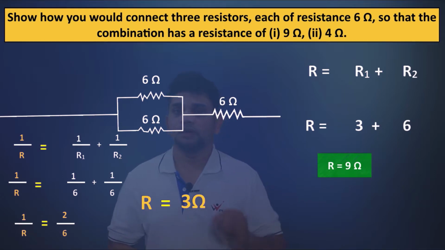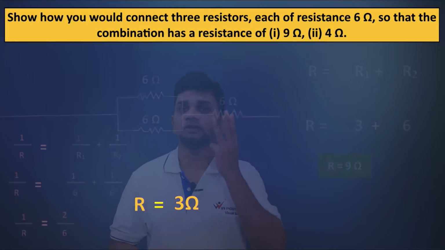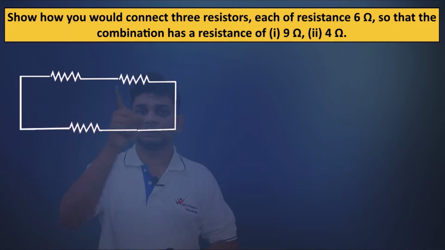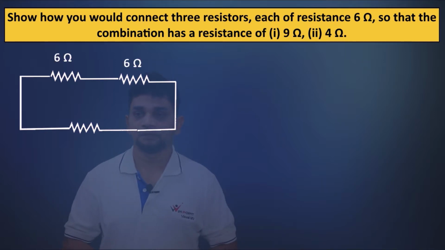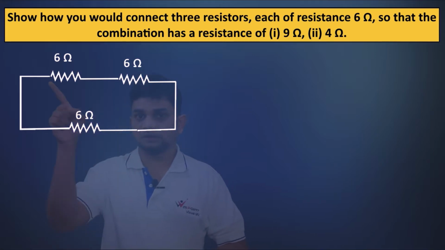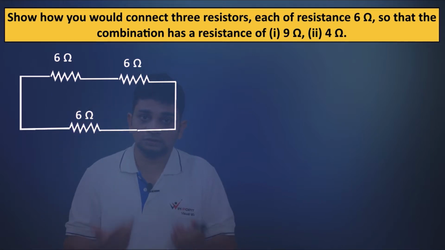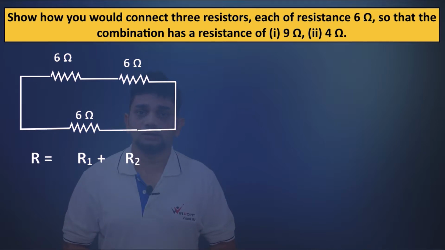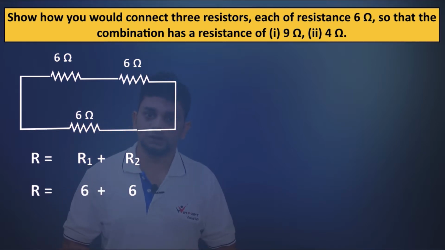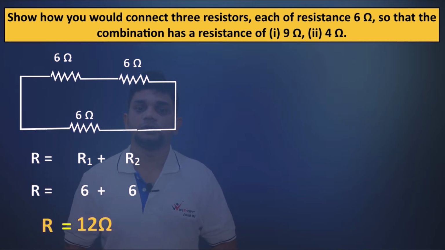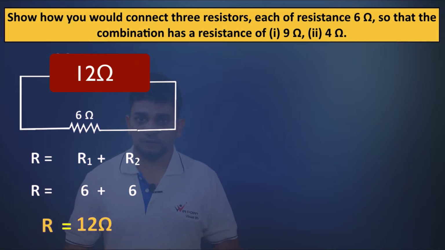How can we make a 4 ohm resistance using these 3 resistors? In this connection, 2 resistors are in series and 1 resistor is in parallel, just opposite of the previous one. 6 ohm, 6 ohm and 6 ohm. First we solve this series connection. If the resistors are in series, what will be the equation? R equal to R1 plus R2. R1 is 6 and R2 is also 6. So 6 plus 6 equal to 12 ohm. These 2 resistors give a resistance of 12 ohm, and this 12 ohm is parallel to this 6 ohm.